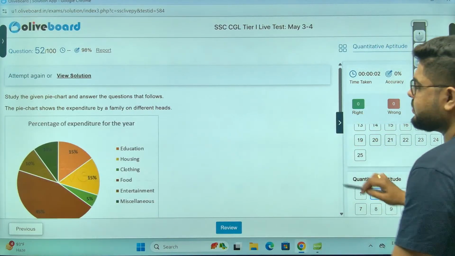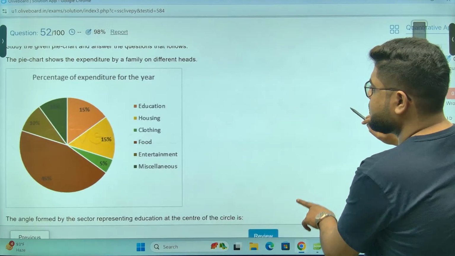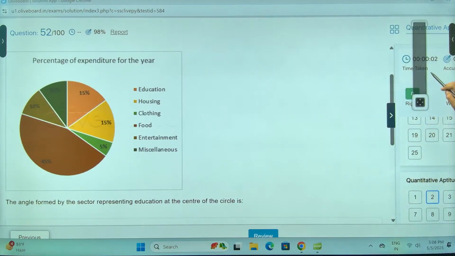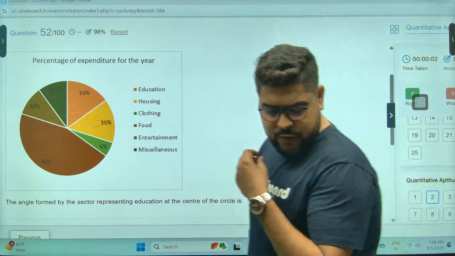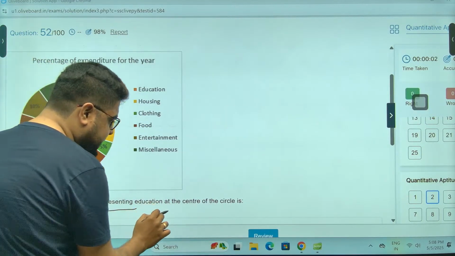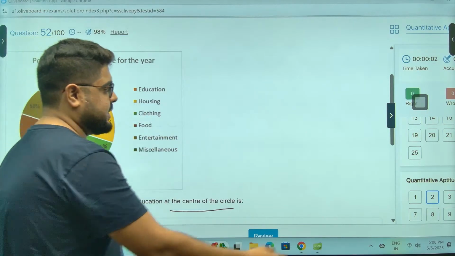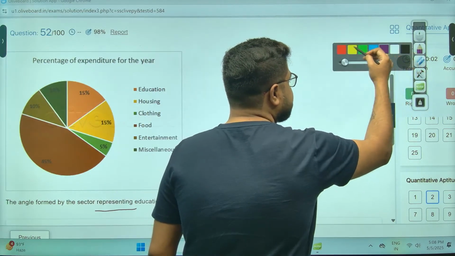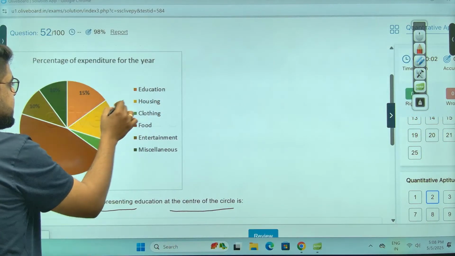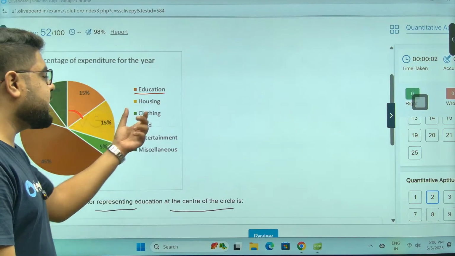Next one, sir. Pie chart. The pie chart shows the percentage of expenditure. Achha, so again we don't need the total. We do not need anything here. Why? They're asking for the angle formed by the sector representing education at the center of the circle. Education is this 15%, and they are asking us to figure out this angle.